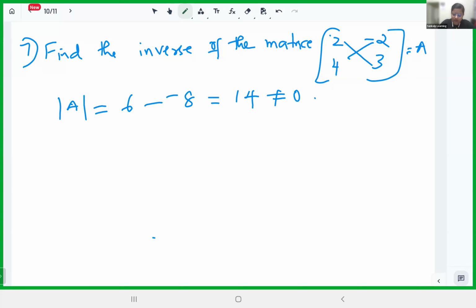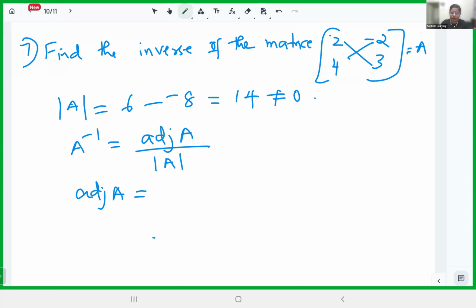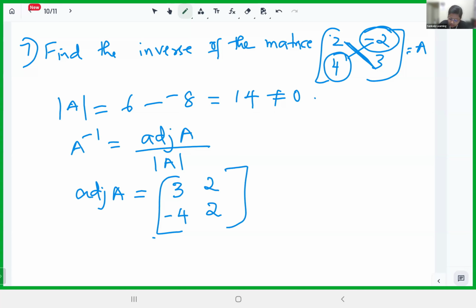And how will you find out inverse? Inverse of a matrix is equal to adjoint of that matrix divided by determinant of A. And how will you write the adjoint of a 2 by 2 matrix? You have to interchange the diagonal elements. So 2 will become 3 and 3 will become 2. And then you change the sign of the non-diagonal elements. So minus 2 will become plus 2 and 4 will become minus 4. So this is our adjoint of the matrix.